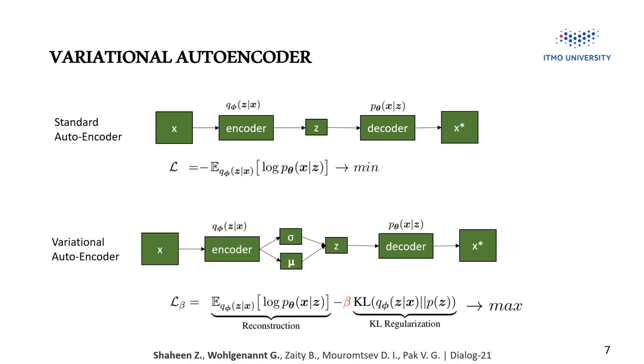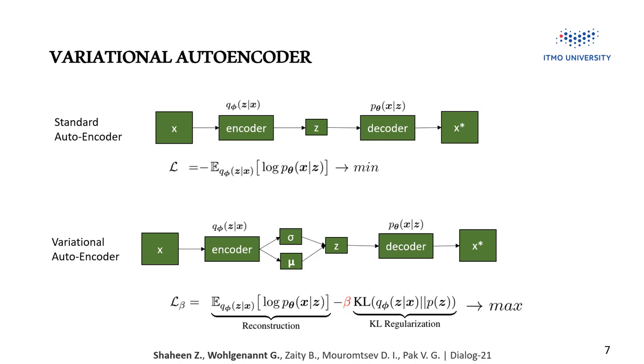A variational autoencoder instead encodes the input X into a region in the latent space, and this region is defined using a Gaussian distribution, and the parameters of this Gaussian distribution are the mu vector and the diagonal covariance matrix sigma. First, Z is sampled from this distribution using mu and sigma, and then it is used to decode the output.